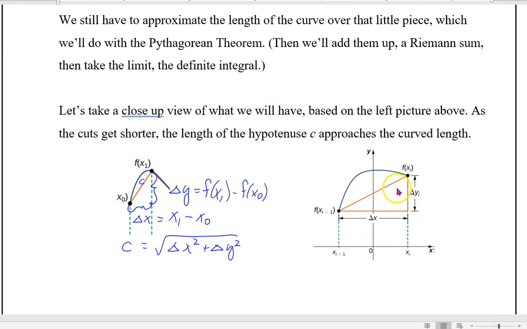You can see at the picture on the right that what we do is we take the difference in the x values and the difference in the y values, which of course are the function values at the point, and we apply the Pythagorean theorem to them. This will give us the length of the orange-red color, which is the hypotenuse of that right triangle.